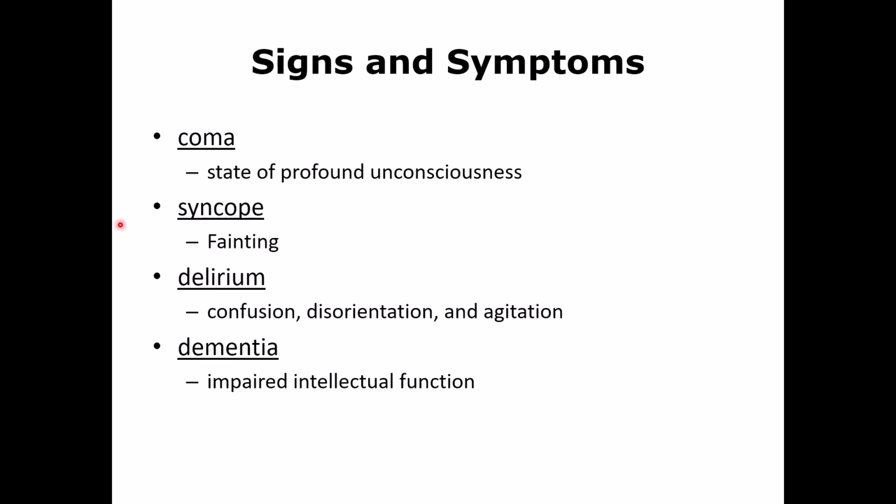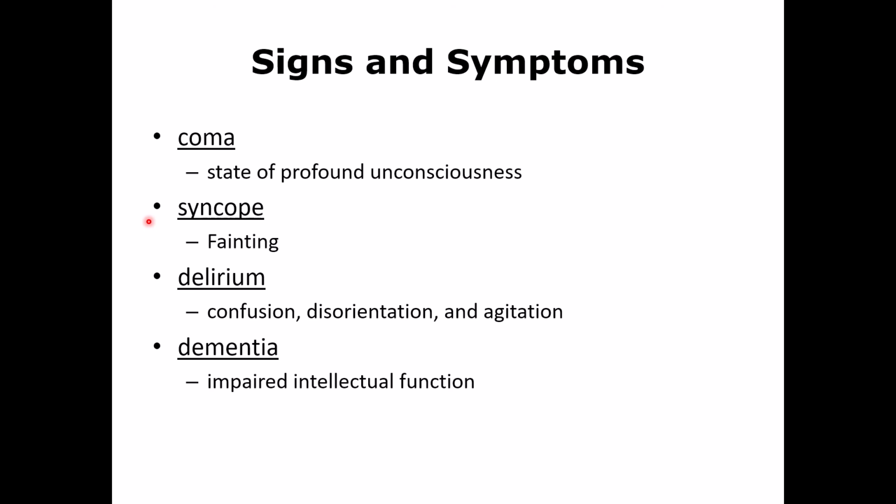A coma is a state in which the person is unconscious. Consciousness itself has 7 different stages, and coma is the deepest stage. That means the person is not arousable and is not able to wake up. Syncope is not a coma, so sometimes people confuse that. Coma is a neurological condition. Syncope or fainting is a cardiovascular function.